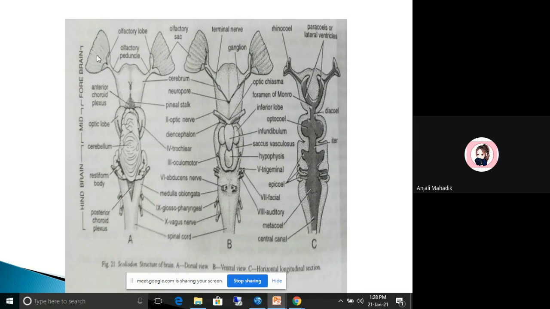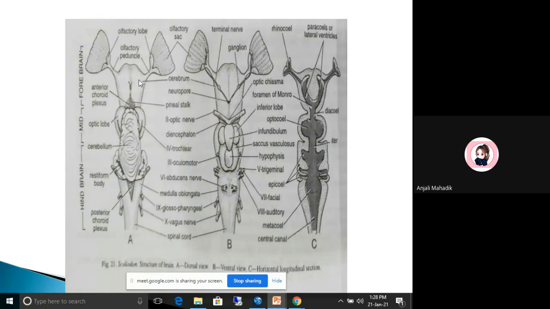It is a sac-like structure, which joins the cerebrum. The cerebrum is undivided. It is joined by a peduncle called the olfactory peduncle. These are the two olfactory lobes, and they are well developed, not found in other vertebrates, only well developed in this fish. The olfactory peduncles are laterally joined to the cerebrum. The cavity of the olfactory lobe is called the rhinocoel. Then the peduncle joins the cerebrum.